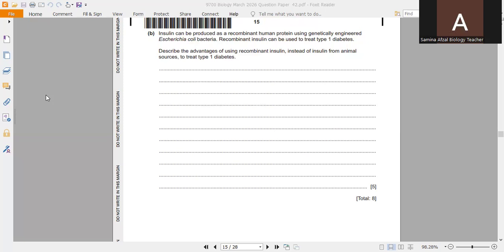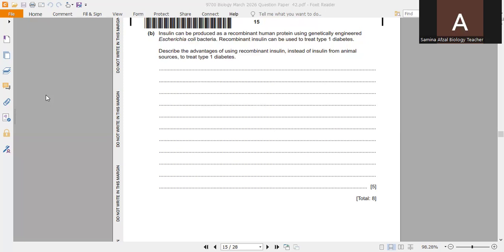It eliminates the risk of transferring animal pathogens or infection to humans. Ethically and religiously it is acceptable. And then it is cost effective, that is, production processes using bacterial fermentation can be cheaper in the long run compared to extracting and purifying insulin from animal pancreas. So these are the different factors which we can write right over here.